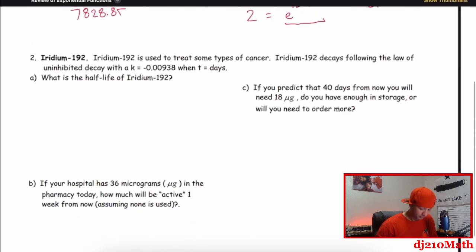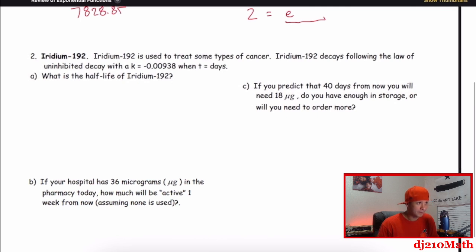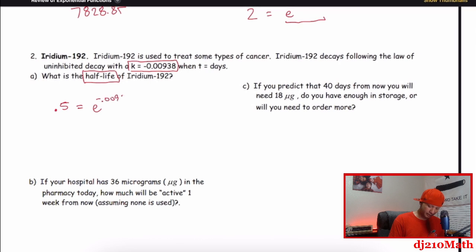Okay. Number 2. We're almost done. All right. Iridium is used to treat some types of cancer. It decays following the law of uninhibited decay. So for decay, K needs to be negative, which it is. So what is the half-life? There's that word half-life. So I'm going to set 1/2, which is really 0.5, equal to E to the negative 0.00938 T. Notice there's no initial amount because I'm trying to figure out the half-life.